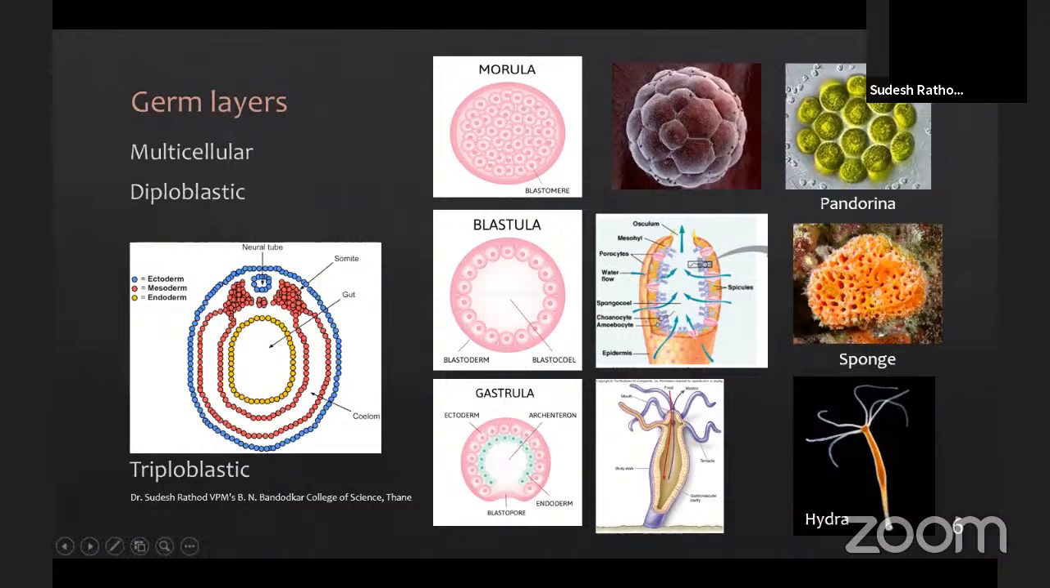Now on the left hand side diagram, we come across one embryonic condition. Actually, it is a triploblastic organism. Blue, red, and yellow color you can see. Blue color is the ectodermal part, red color is the mesodermal part, and yellow color is the endodermal part.